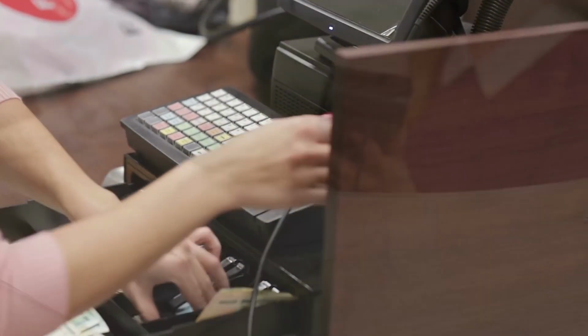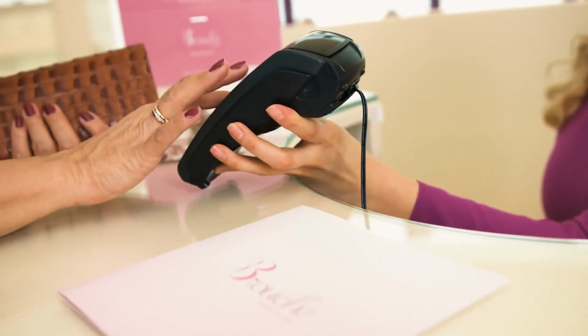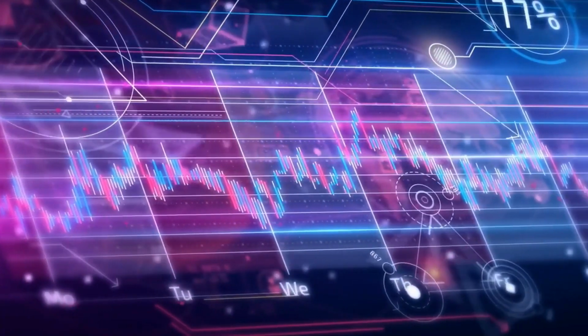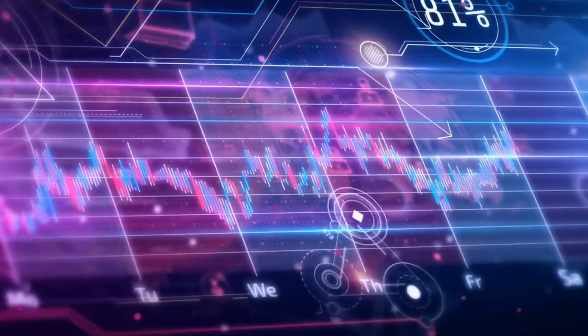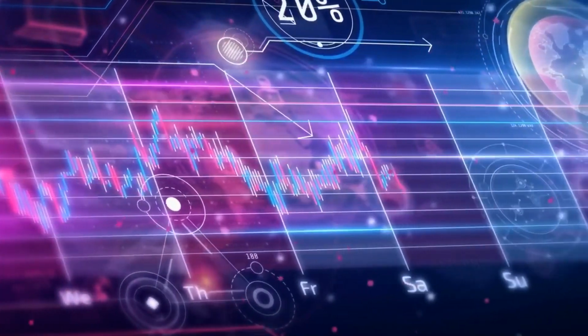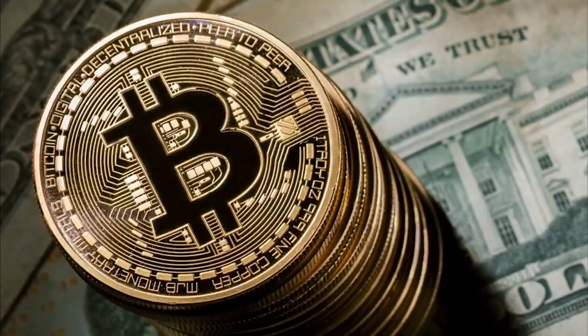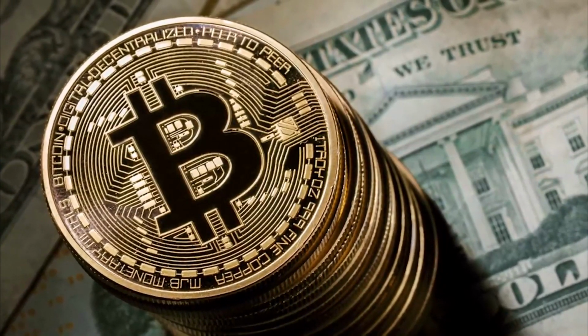Bitcoin is a complex digital currency that operates on a decentralized system. To understand how it works, it's important to first grasp some basic economic concepts that are relevant to Bitcoin. Here are a few key concepts to keep in mind. 1. Scarcity and limited supply. One of the key features of Bitcoin is its limited supply.